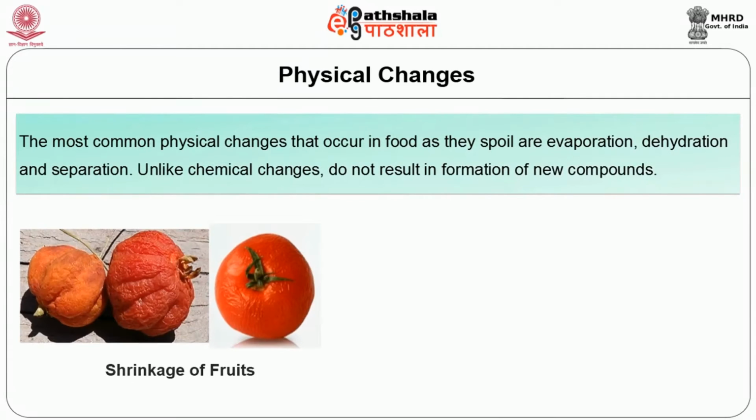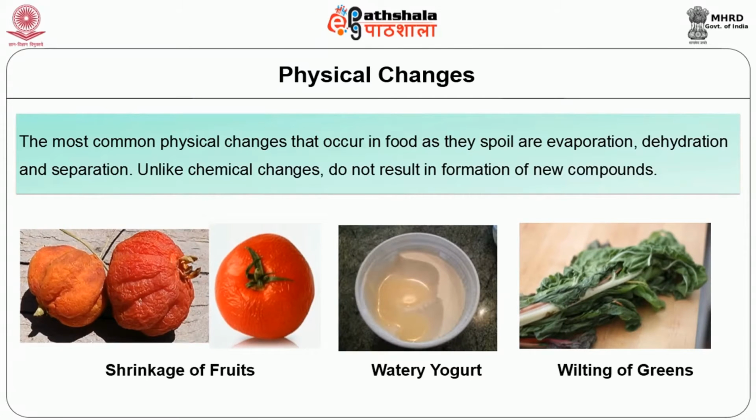The most common physical changes that occur in food as they spoil are evaporation, dehydration and separation. Unlike chemical changes, they do not result in formation of new components. Water evaporates out of improperly stored foods, creating an unattractive, dried out appearance and possible undesirable flavor changes. Water can also separate from foods like yogurt, gelatin and cream as they age.